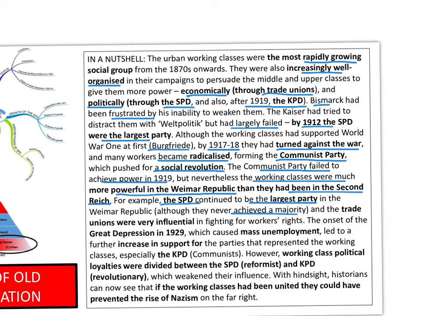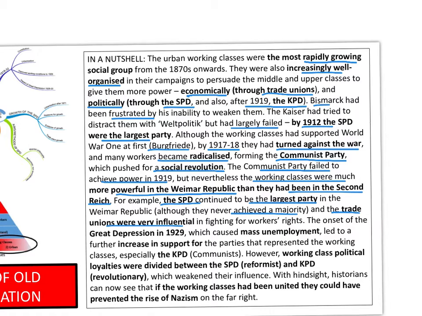And so the Weimar Republic undoubtedly supported the objectives of the working classes. The trade unions became much more influential in fighting for workers' rights. That's one example. Politically, their vote was strengthened. Women had the vote, so working class women.